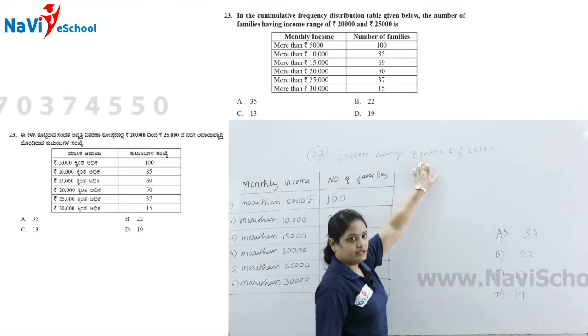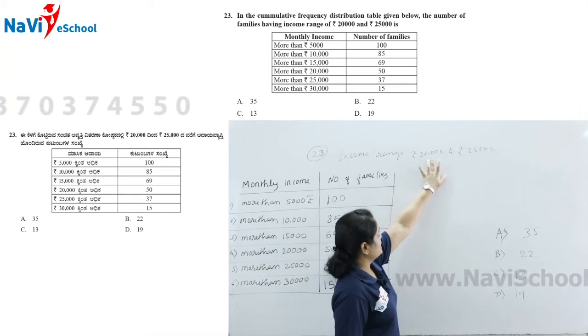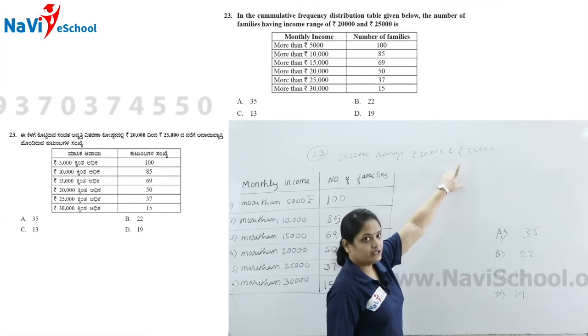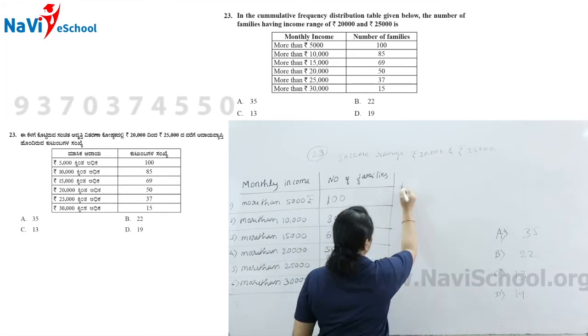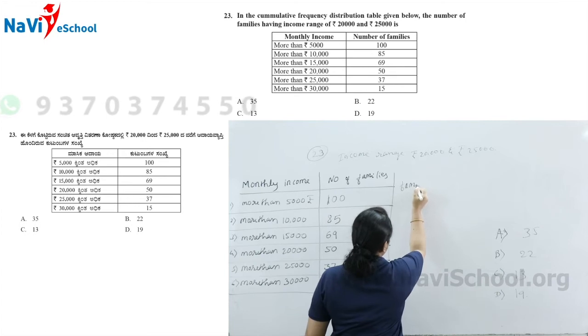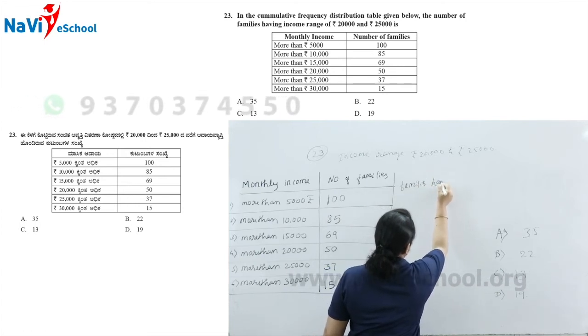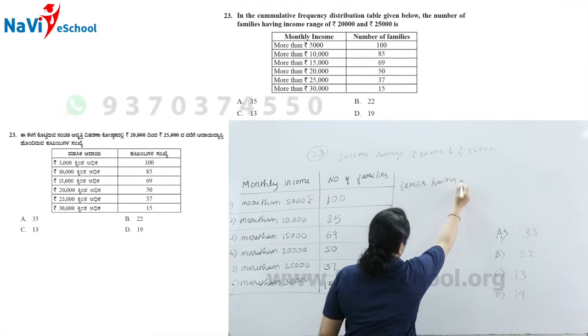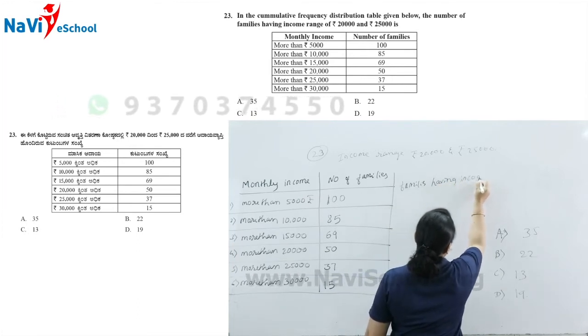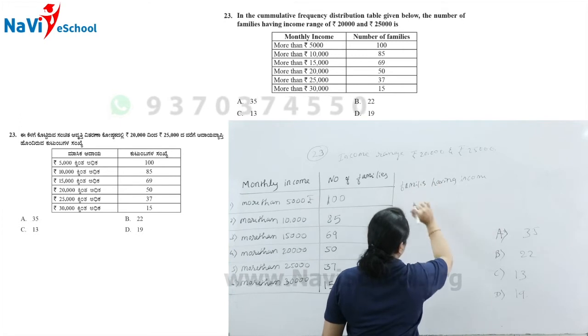Families having income between 20,000 and 25,000, families having income 20,000.